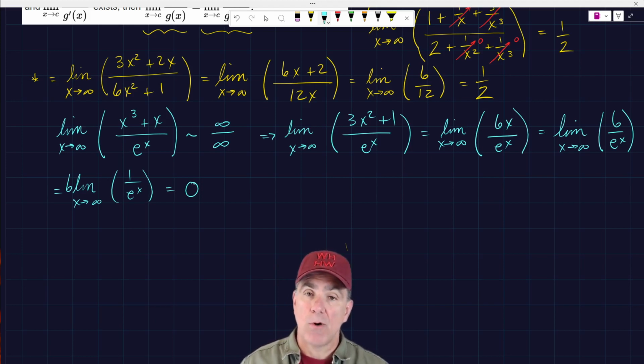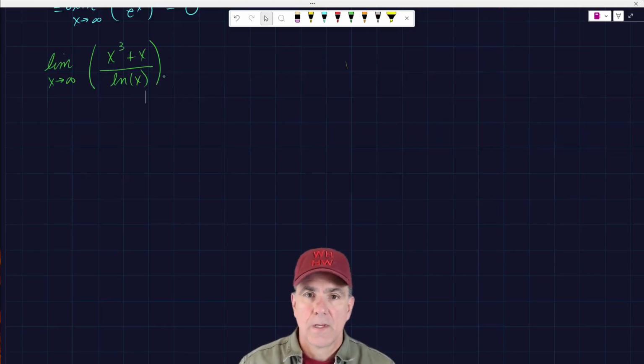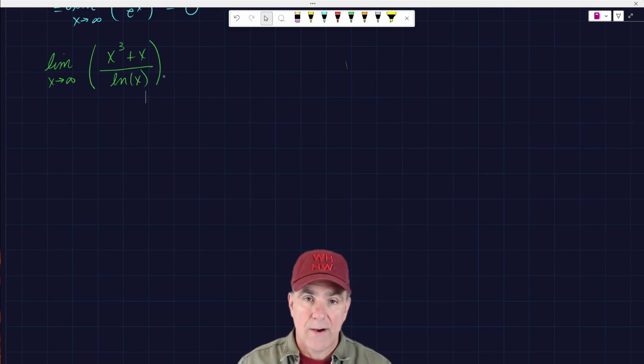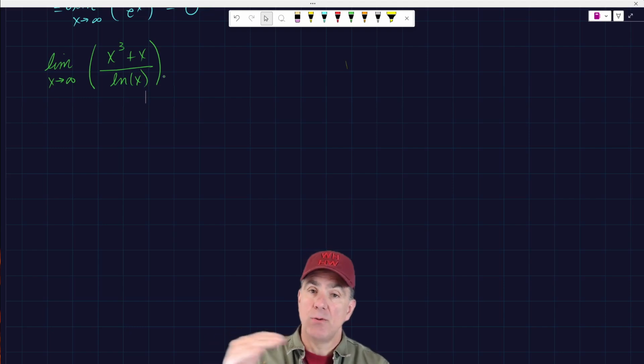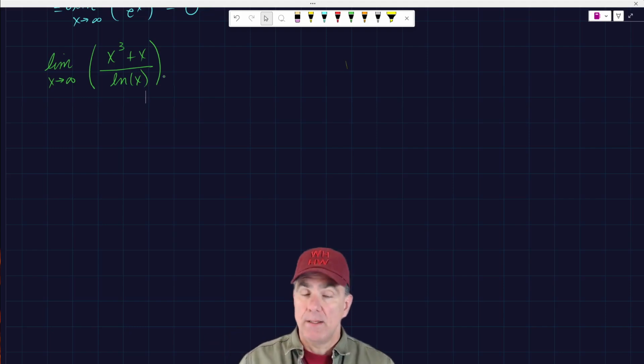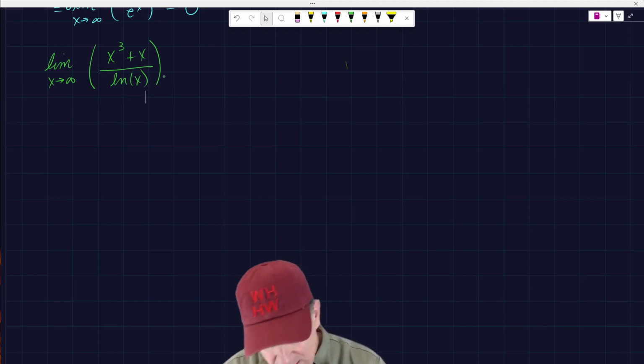So here's a problem where I was not able to solve it using my standard approach. Let me give you another example. All right, so now I have this example in green. This is the limit as x goes to infinity of x cubed plus x divided by natural log of x. Again, both the numerator and denominator are going to infinity. But let's apply L'Hopital's rule and see what we get.